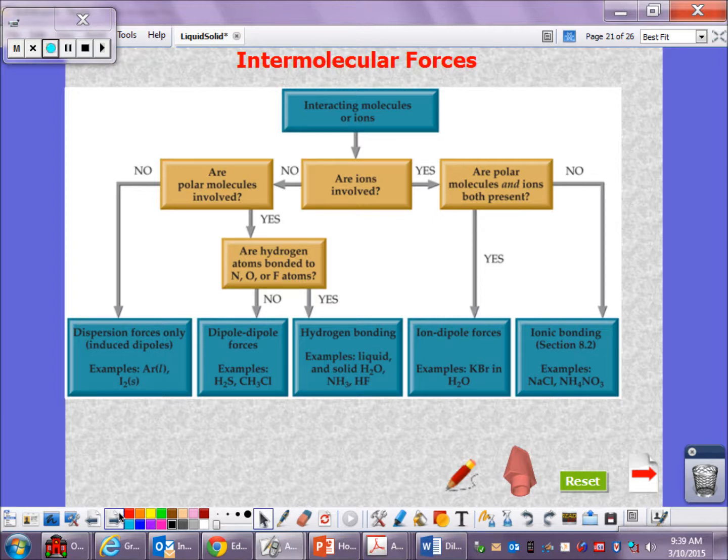Very, very important: intermolecular forces. It is a review for you. All the physical properties we have discussed so far have to do with the intermolecular forces. That's what determines the physical properties of the substances: viscosity, surface tension, the state (liquid, solid, gas), melting, boiling, freezing. All of those have to do with intermolecular forces.